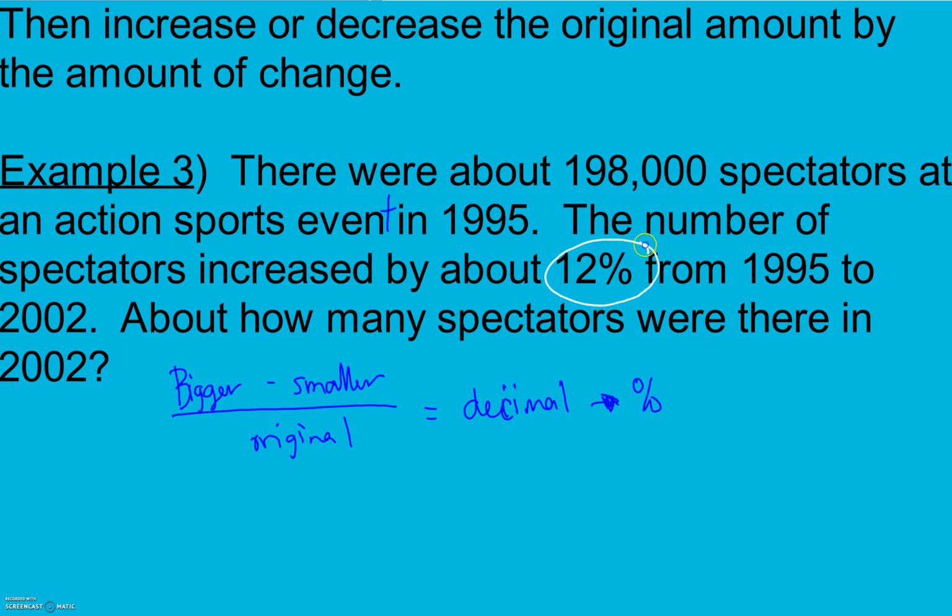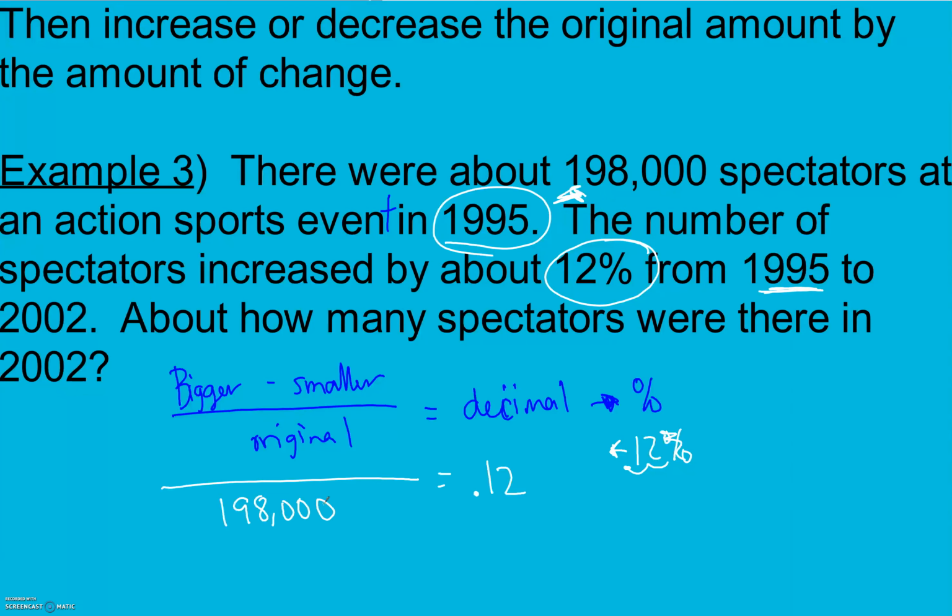So here we know 12%. So 12% as a decimal, we get rid of our percent sign and move the decimal 2 places away from our percent sign. Since we got rid of it, we move away. Now, we know that in 1995, which is our first year, there were 198,000. That is our original.